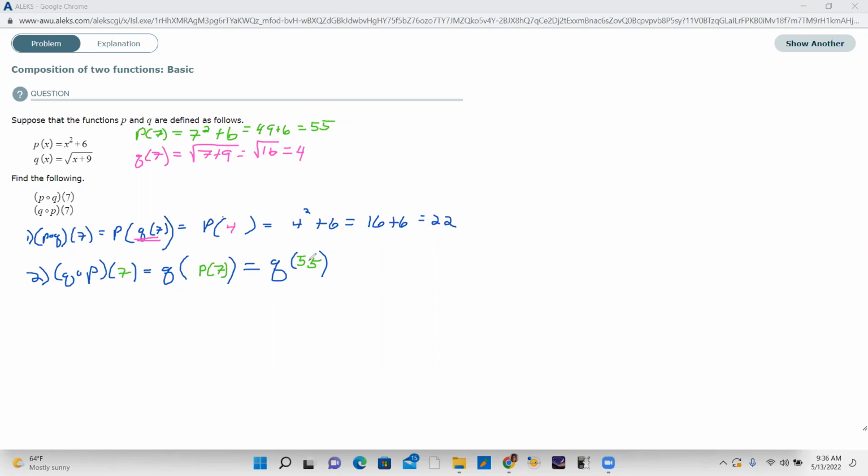And this means put 55 into Q. So Q is the square root, and now it's 55 plus 9, so that's the square root of 64, which is 8. Okay.